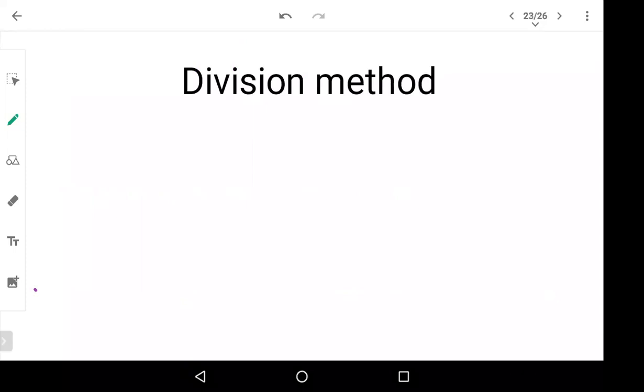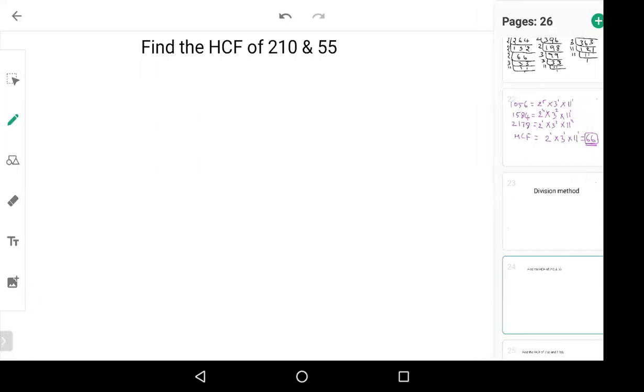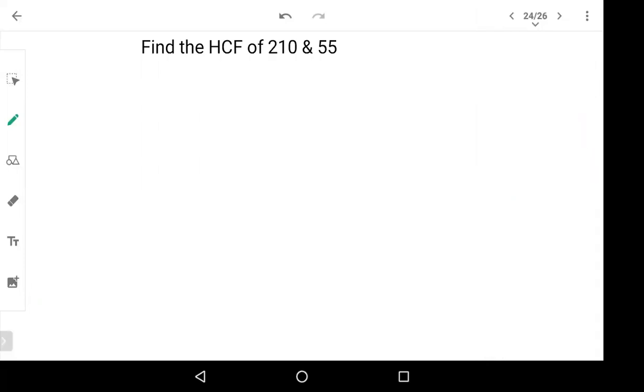Now, next one is the division method. Like how you have the division method in LCM, similarly, you have the division method in HCF also, but the way we solve the problem is a little different. So we will see how to solve using the division method here. First we are supposed to find out the HCF of 210 and 55. Now this division mostly happens like a normal division. Okay, so let us start.